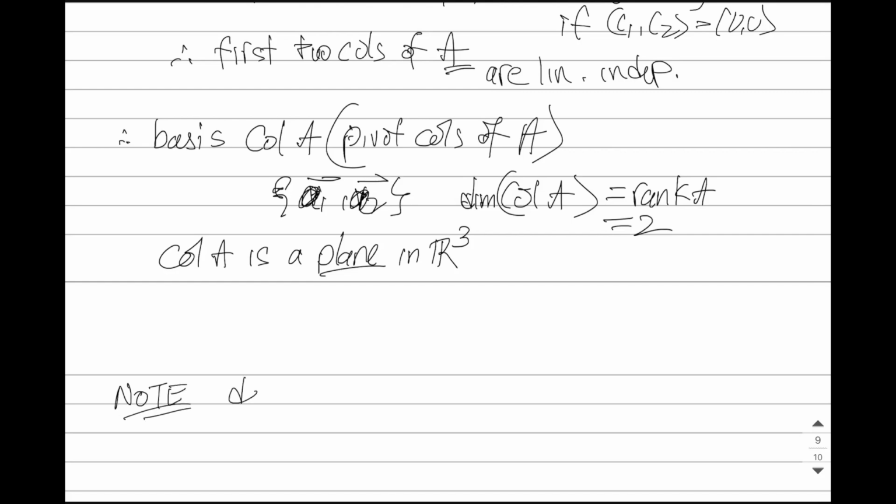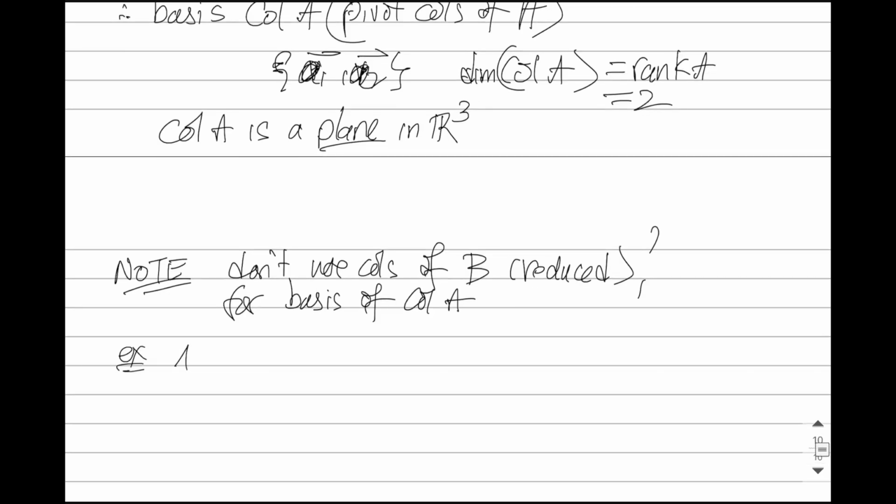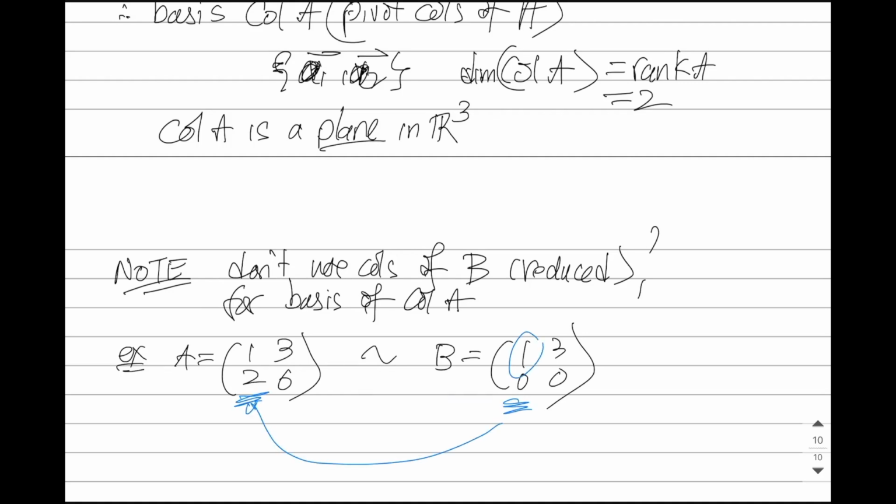Be very careful. Don't use the columns of B, the reduced form, for the basis of the column space of A. Let's say you have a matrix like this, 1, 3, 2, 6, and you reduce it to something like this, 1, 3, 0, 0. Yes, there's a pivot here, which means this is the only independent one. But the span of that reduced vector is a line along the x-axis, whereas the span of the original vector is not. So make sure you're using the right one.